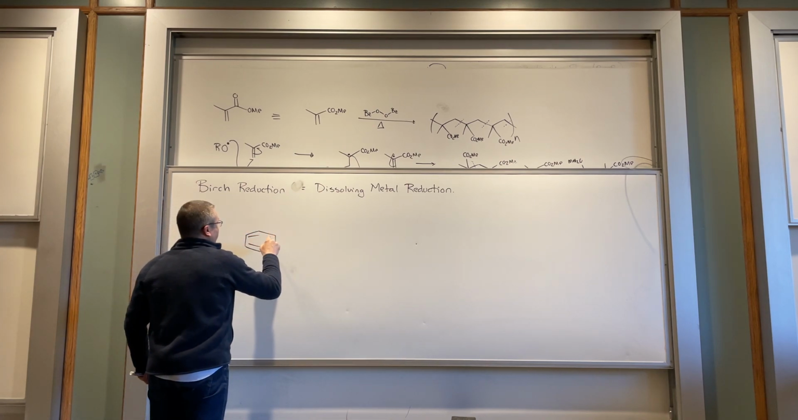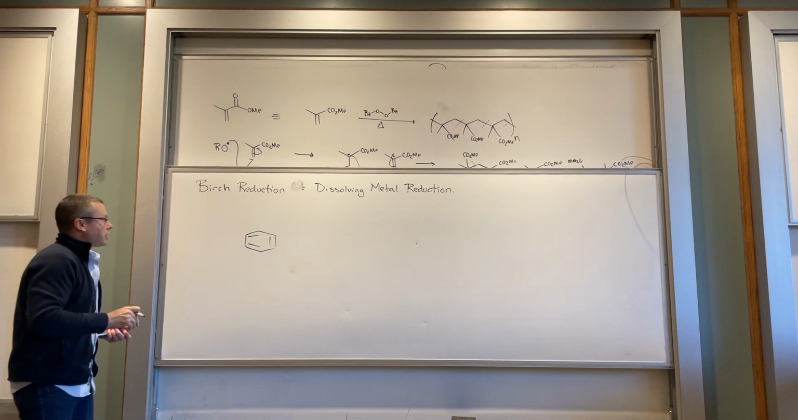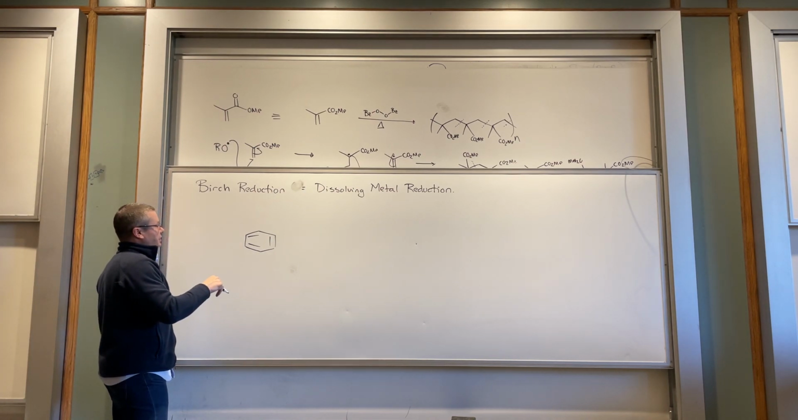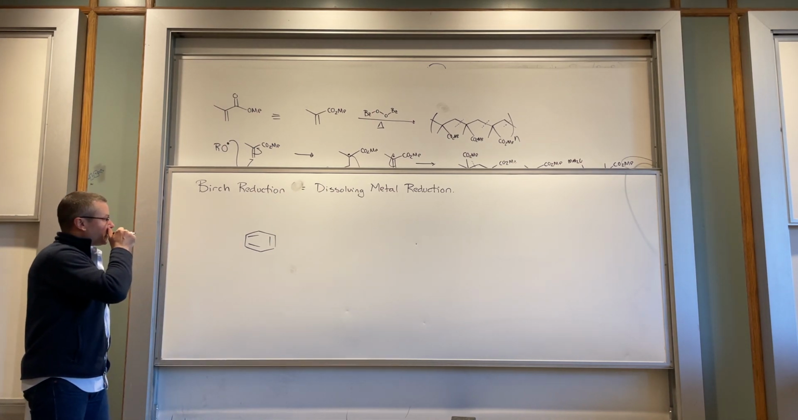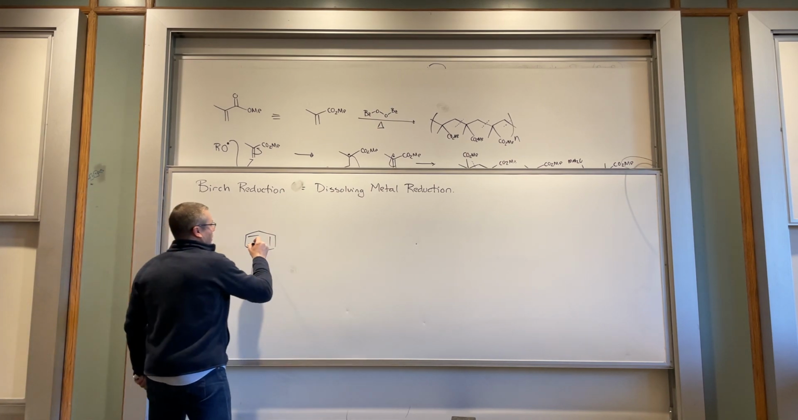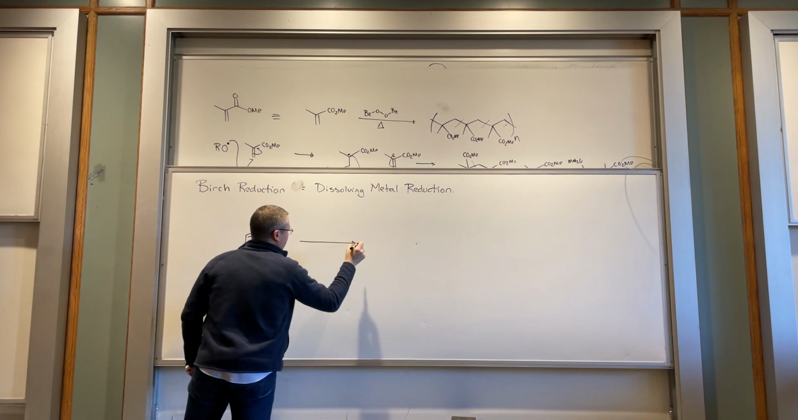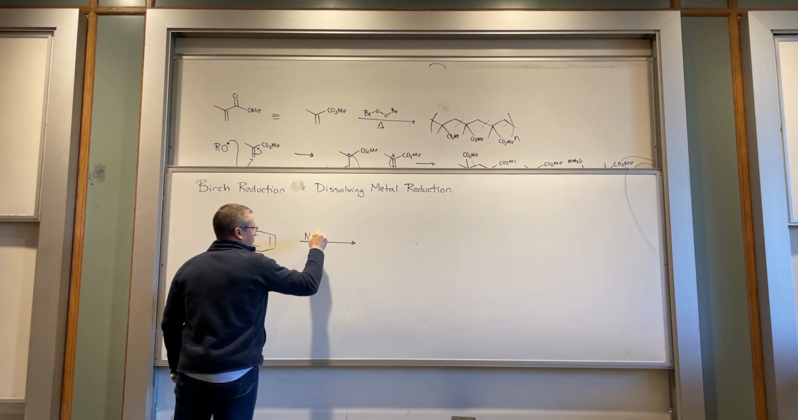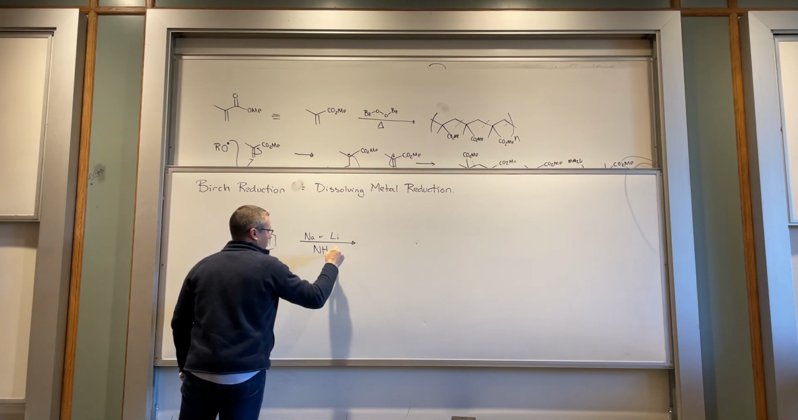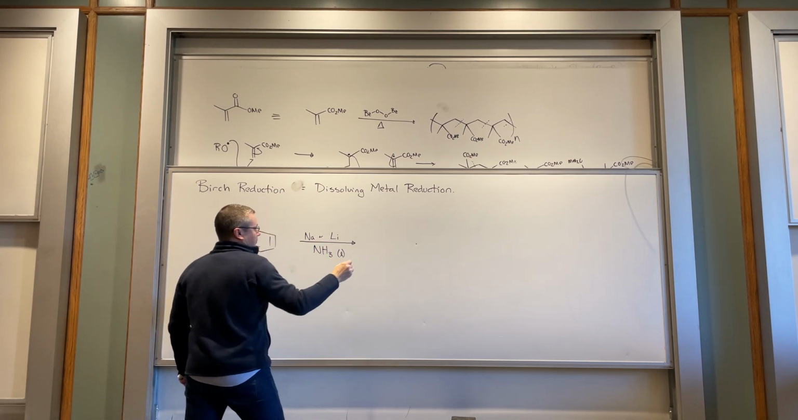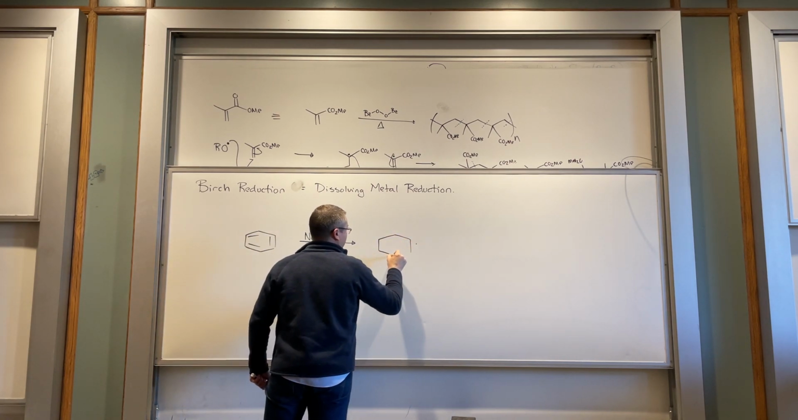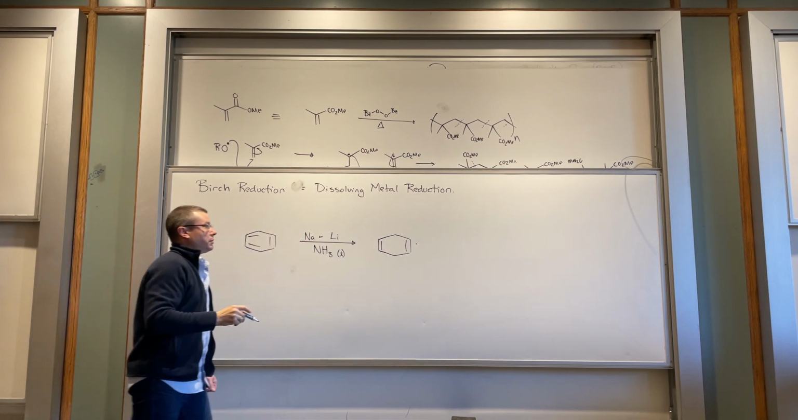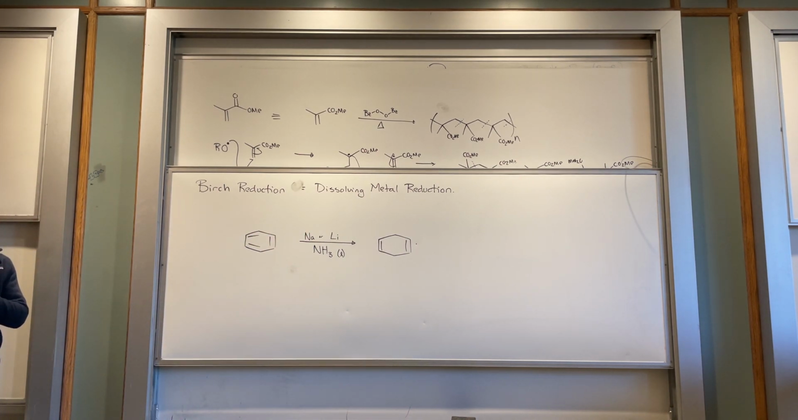All right, so I did really quickly want to cover the Birch reduction, also called the dissolving metal reduction if you're not using the name of the person who discovered this reaction. The reason it's called the dissolving metal reduction is because we're taking sodium or lithium and dissolving it in liquid ammonia. This is going to effect the reduction of a benzene ring down to 1,4-cyclohexadiene.